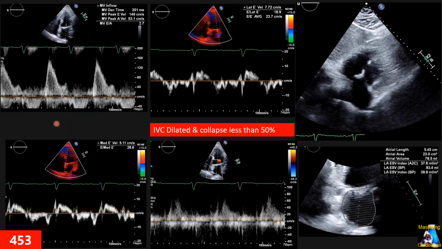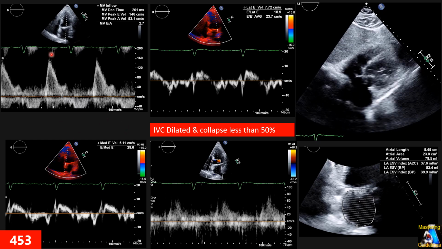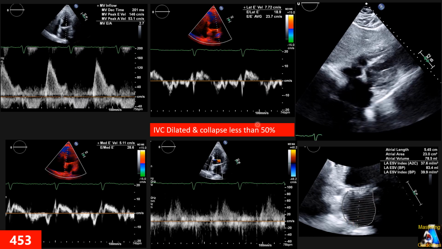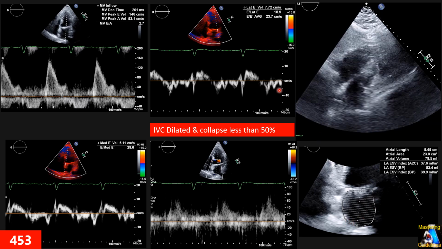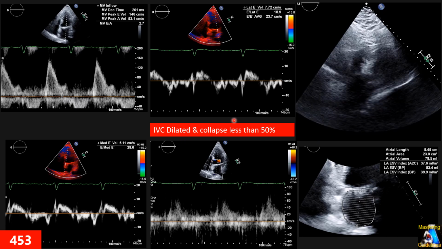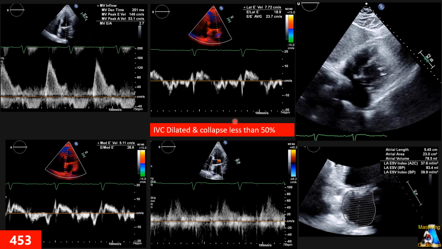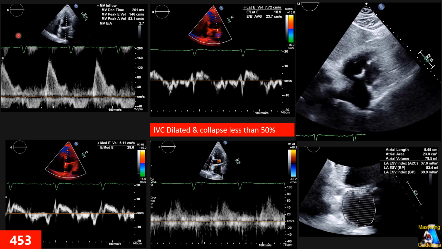Here we have the diastolic study. As you can see, mitral valve, tissue Doppler, pulmonary vein, left atrial volume index, and the subcostal four chamber view. Another one I didn't bring here, but the IVC was dilated and collapsibility was negative. It was less than 50%.